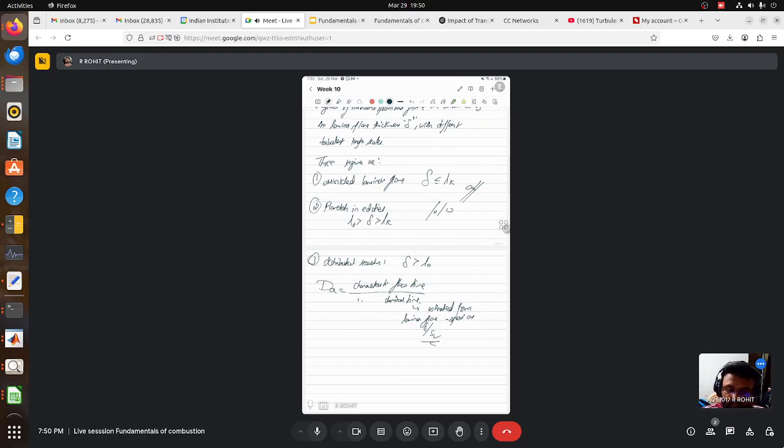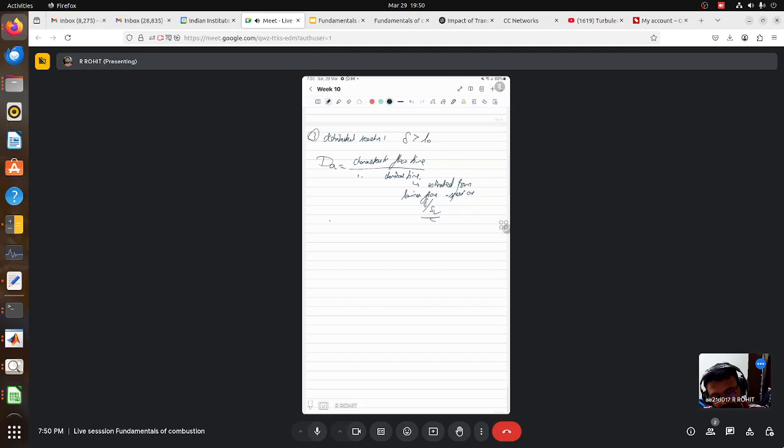So we can write it down into this particular form, and due to different length scales present, the flow time can be written as L naught by V prime RMS, which is nothing but your flow time, and the Damköhler number is nothing but L naught by V prime RMS divided by delta by SL, that is, L naught by delta times SL by V prime RMS.